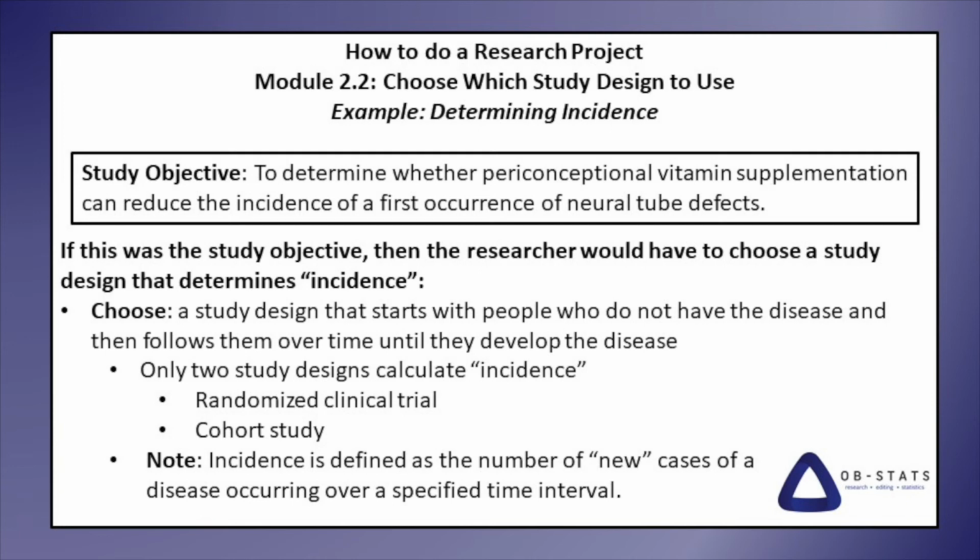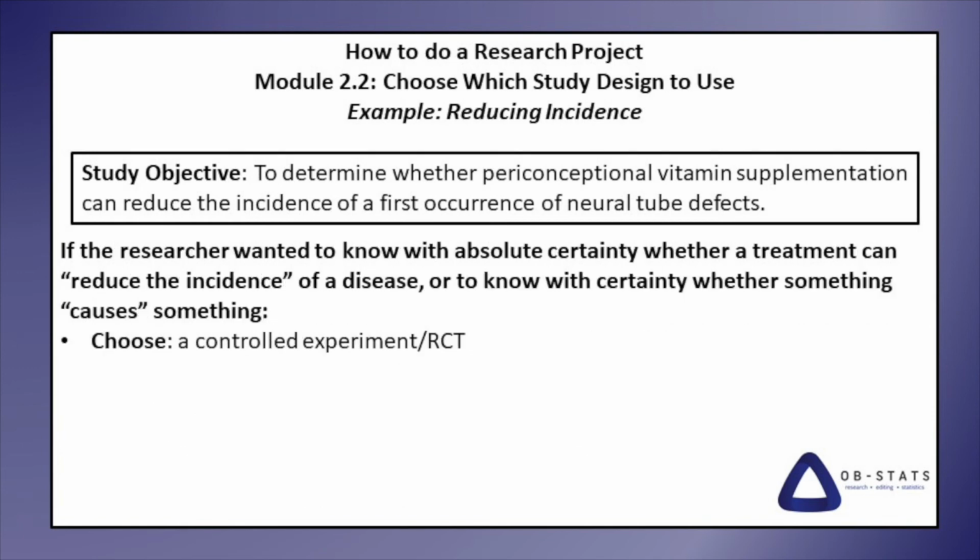If this was the study objective, then the researcher would have to choose a study design that determines incidence. Here, the researcher would choose a study design that starts with people who do not have the disease and then follows them over time until they develop the disease. Only 2 study designs calculate incidence, so the researcher would choose between the randomized clinical trial and the cohort study. It is important to note that incidence is defined as the number of new cases of a disease occurring over a specified time interval.